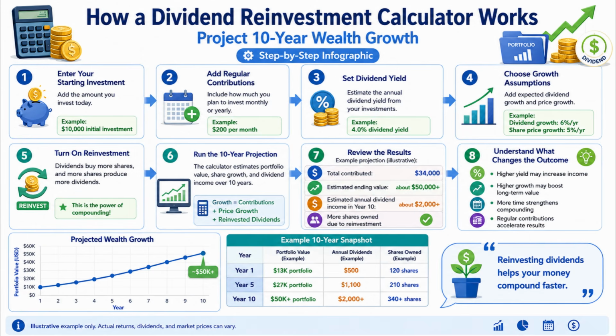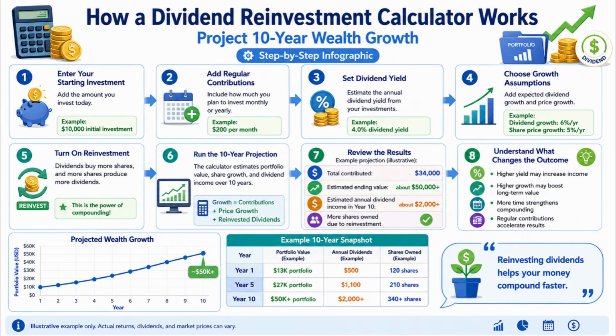In this video, we will discuss how a dividend reinvestment calculator works to project 10-year wealth growth. First, the calculator starts with your starting investment, which means the amount of money you invest today. For example, if you begin with $10,000, this becomes the foundation of your dividend growth plan.